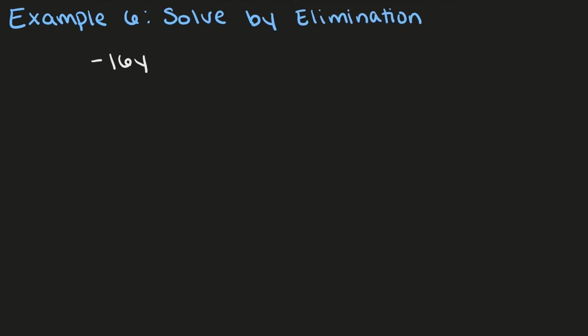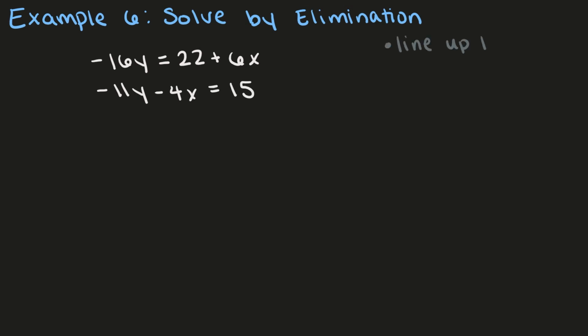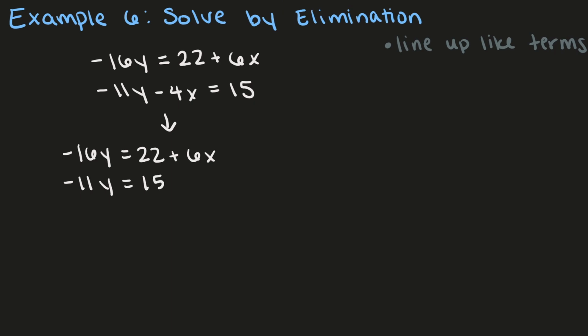Let's take one last example, again, solving by elimination. We have the system negative 16y equals 22 plus 6x and negative 11y minus 4x equals 15. The first thing we want to do is line up our like terms. This way we can see what's going to be easiest to combine in order to eliminate one of our terms. Rewriting our equations gives us negative 16y equals 22 plus 6x and negative 11y equals 15 plus 4x.